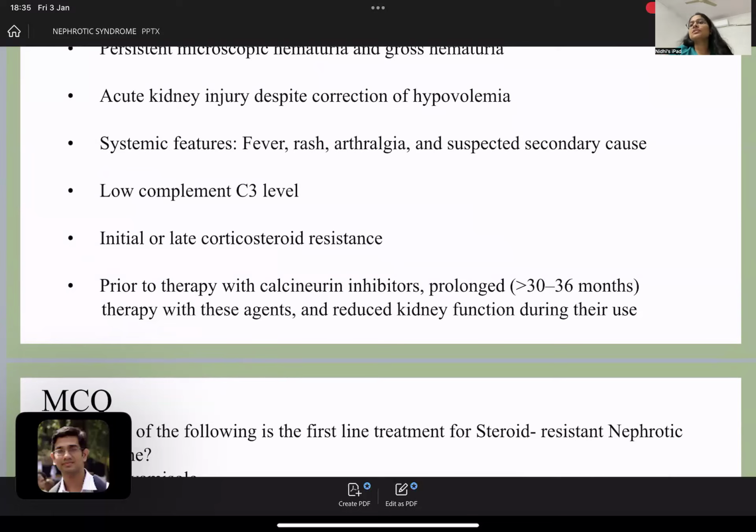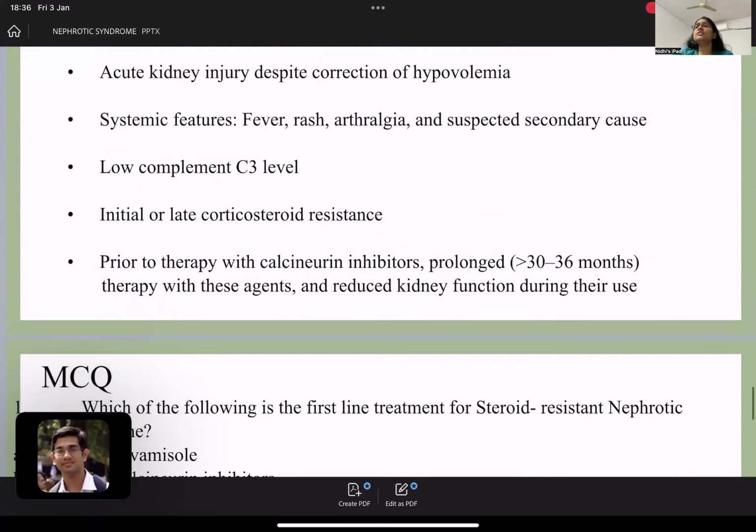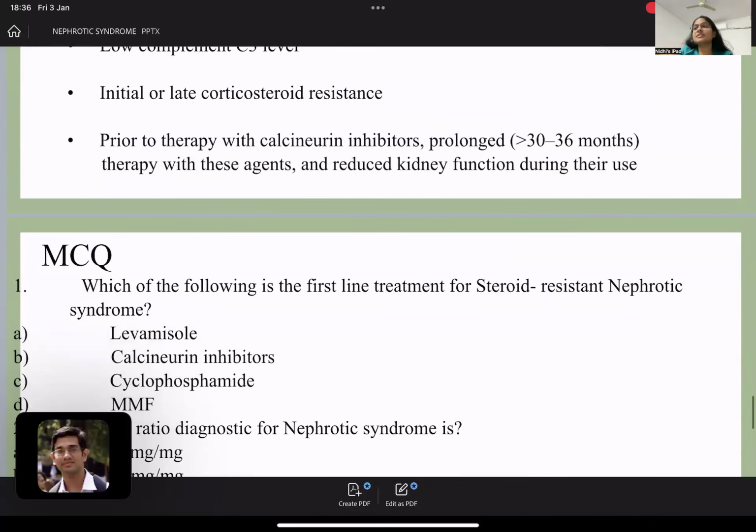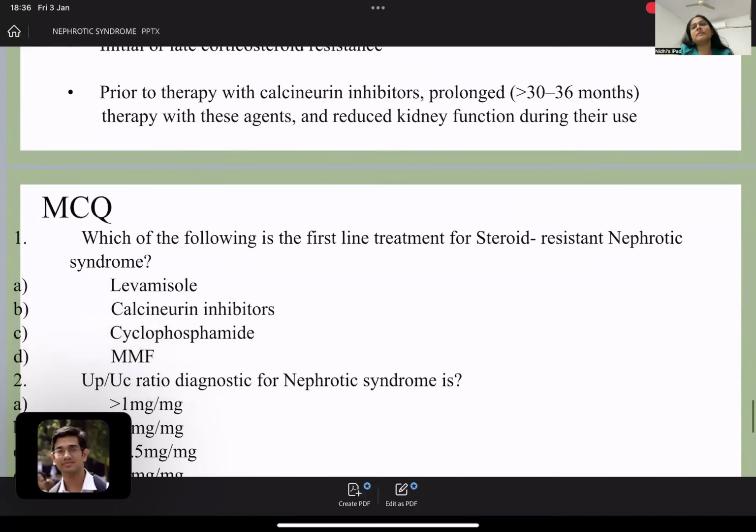If there are systemic features like fever, rash, arthralgia, these are common in rheumatic causes like HSP. It is common in SLE. So if there are any systemic features consistent with a secondary cause, you get a renal biopsy done. If you get a C3 level and it is low, you have to get a renal biopsy done. If there is steroid resistance, as I told you, steroid resistant patients have to get a renal biopsy done to look at the status of the pathology in the kidney, even if it is an initial resistance or a late resistance. Also prior to therapy with calcineurin inhibitors.